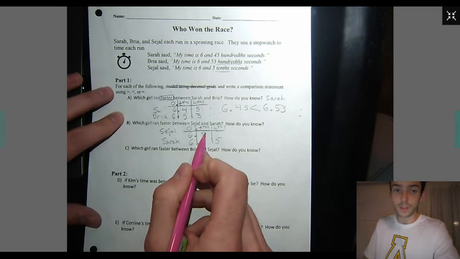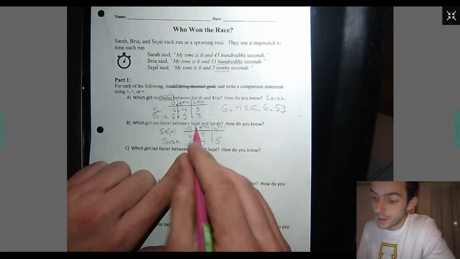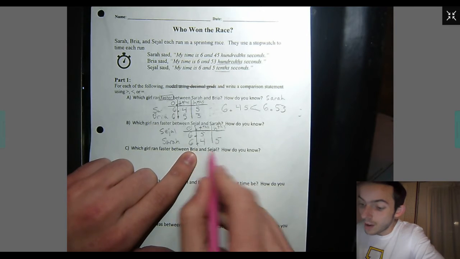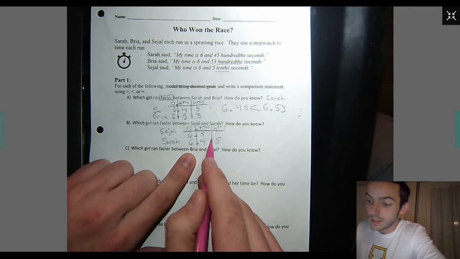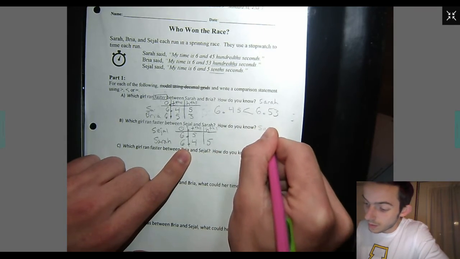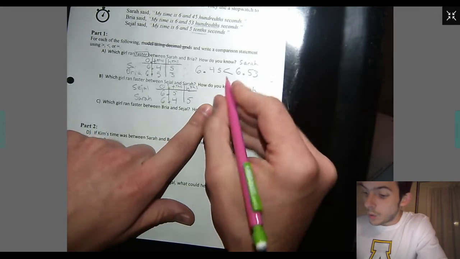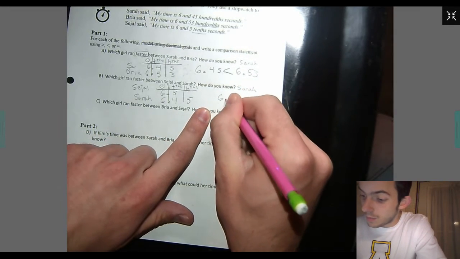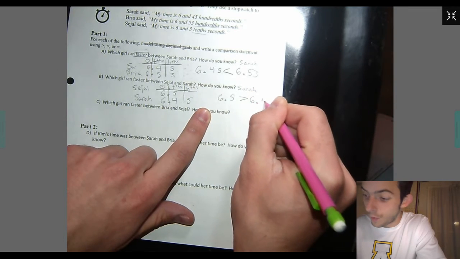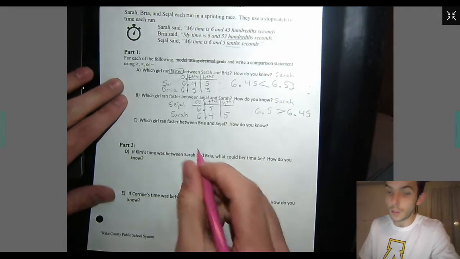So who's faster? We see in the ones place, they're the same number. Now, remember, we want faster time, the smaller amount of time. Sarah ran the same distance in a shorter time. She is faster. So Sarah is still our answer. And remember, you can write your equation any way you want. You can write 6.5 is greater than 6.45. 6 and 5/10 is greater than 6 and 45 hundredths.